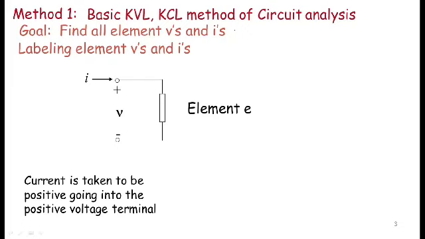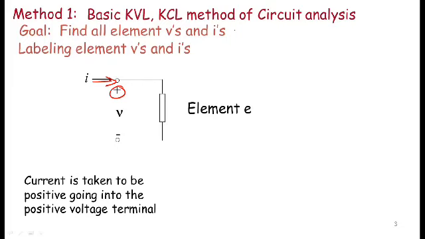Specifically, we're going to take the current to be positive going into the positive voltage terminal. So in this case, here is the positive voltage terminal of the element E, and so we're going to be assigning currents to be going into the positive voltage terminal. Now, you can do whatever you want. It really doesn't matter. You can assign currents and voltages any which way and reverse them, and KVL, KCL will simply work. It just turns out that in a lot of what we do in circuits and electronics, it is useful to follow conventions so that you don't make silly algebraic mistakes.